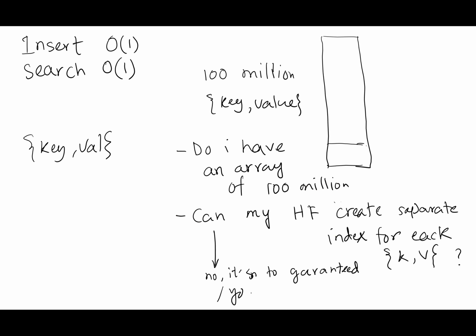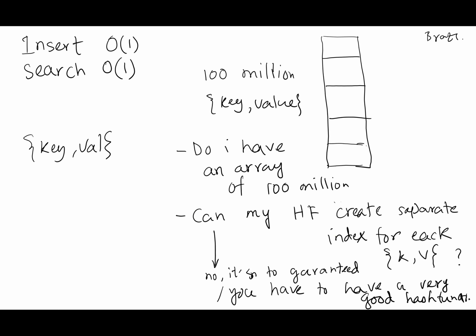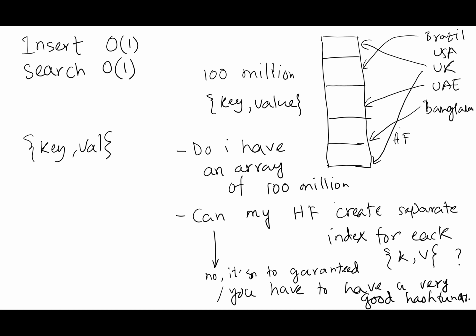So you have to have a very good hash function. A very good hash function means that if you have a set of data, say Brazil, USA, UK, UAE, and then Bangladesh, the hash function should be good enough that it maps them to different places so that they don't collide. Suppose we have a hash function that maps each of the keys to different indices. That is what a good hash function is known as. So the hash function needs to be good.